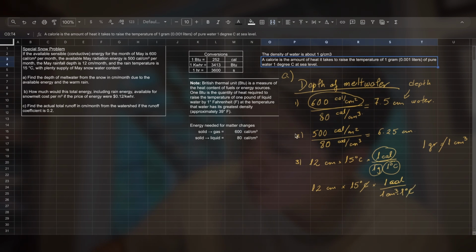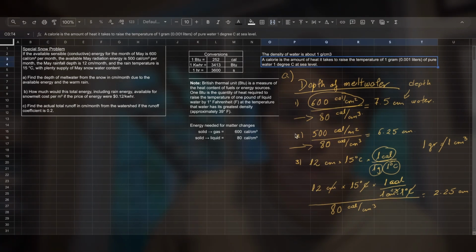And from here, we can cancel our degrees Celsius, and we can cancel centimeters and one of these. And so we have two. And we divide all of this the same way we did in our previous steps, by 80 calories per cubic centimeter, to see how much water in depth is going to be produced from the precipitation. And from here, we're going to get about 2.25 centimeters. So the question is, find the depth of meltwater from all of these sources.